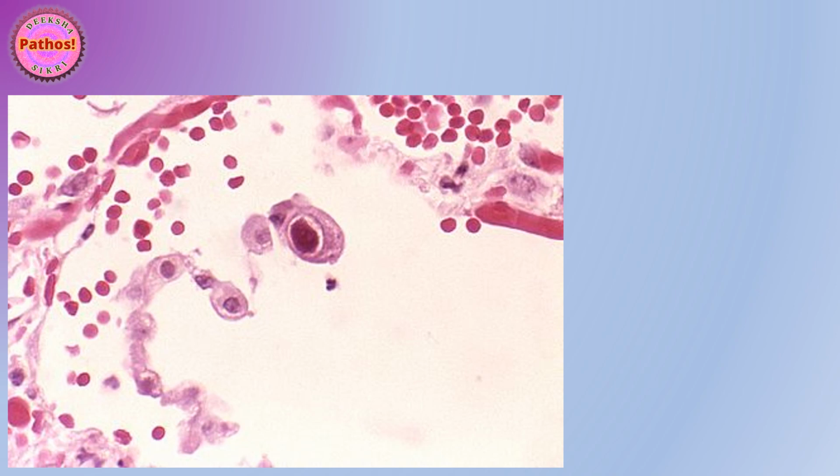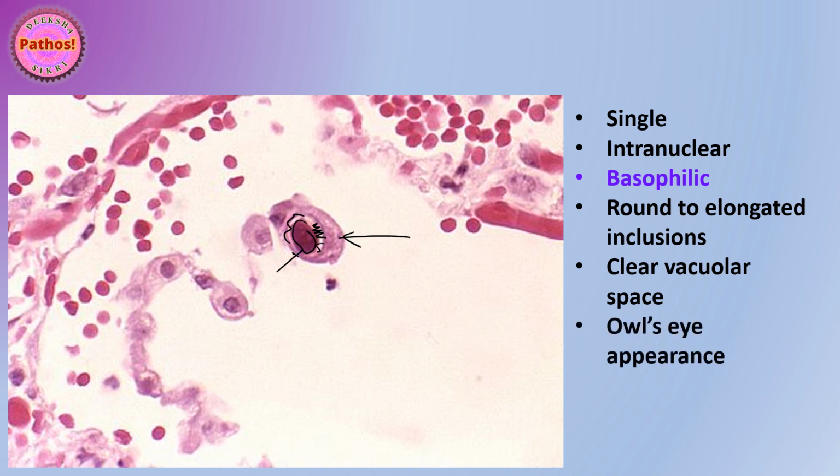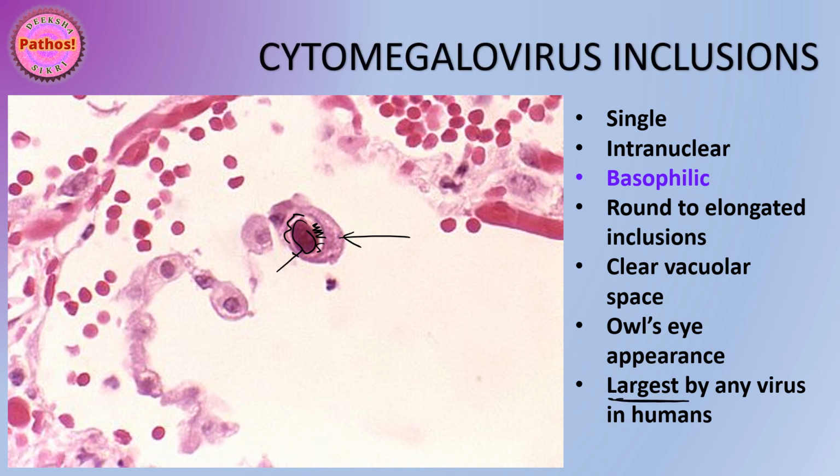In front of you, say it's a lung biopsy, and you can make out a cell which seems to have a very dark, single, intranuclear, but dark, so basophilic, round to elongated inclusions, right? Now, as you can make out, there's a clear vacuolar space around it. These are called owl's eye appearance, as I'm sure all of you can tell me. These are largest by any virus caused in humans, and these are called cytomegalovirus inclusions. Very simple. Cytocell, megalo, big. So cell has become bigger, it's intranuclear, and they're darker.